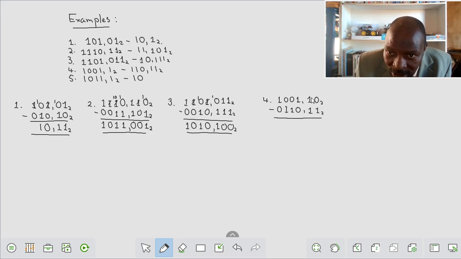I can't do that, so I come and borrow. This becomes a 0, and because I borrowed, this becomes a 0. Now the 1 comes here, but it's a 1 set of 2. This makes this a 2. 1, 0 is a 2. 2 minus 1 is a 1.